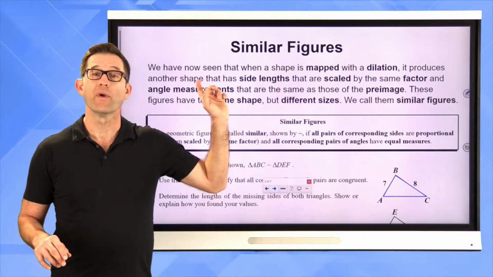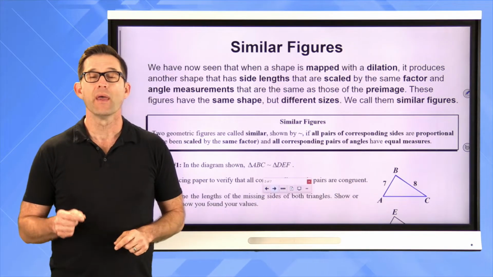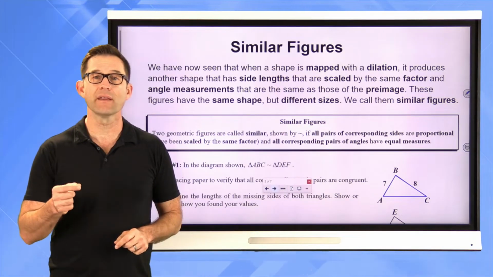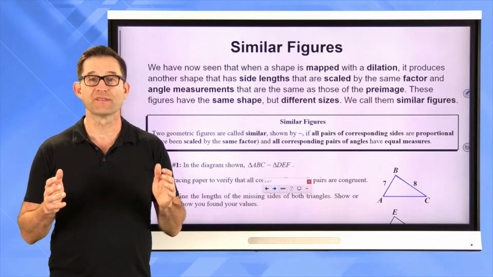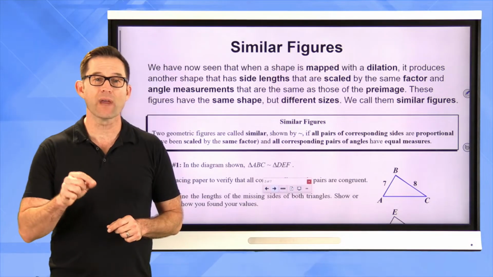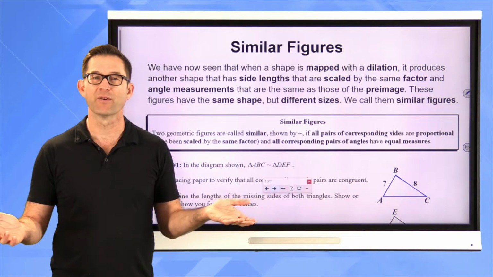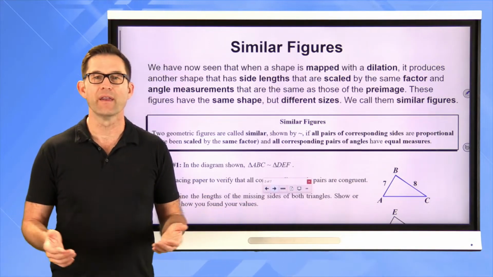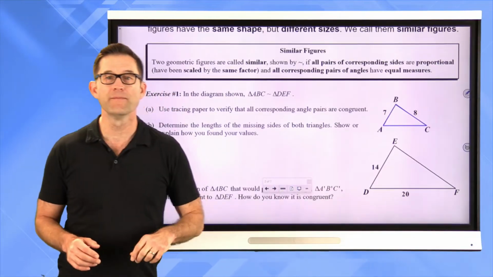Similar figures. We have now seen that when a shape is mapped with a dilation, it produces another shape that has side lengths that are scaled by the same factor and angle measurements that are the same as those of the pre-image. These figures have the same shape but different sizes, and we call them similar figures. So that's all it is. And let's get into that technical definition right up here.